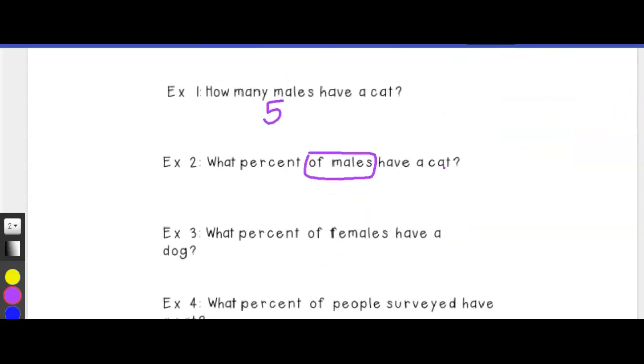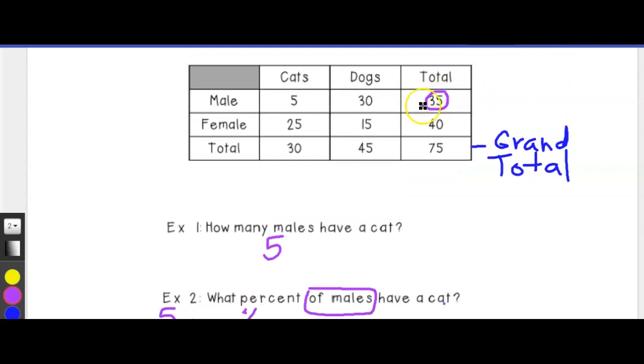To figure out a percentage, if you remember from 7th grade, we talked a lot about proportions, and percents are always out of 100. Your percent is out of 100. But there's another way to do this, and I'll show you a second way in a moment. So it was 5 males had a cat out of 35 of the males that were surveyed, because it says "of the males."